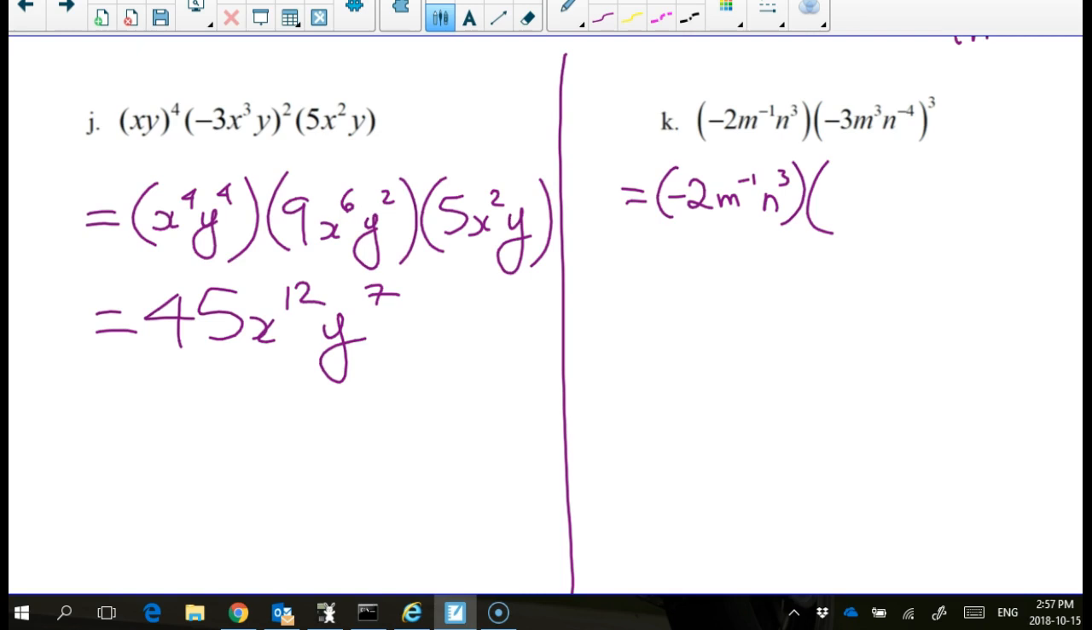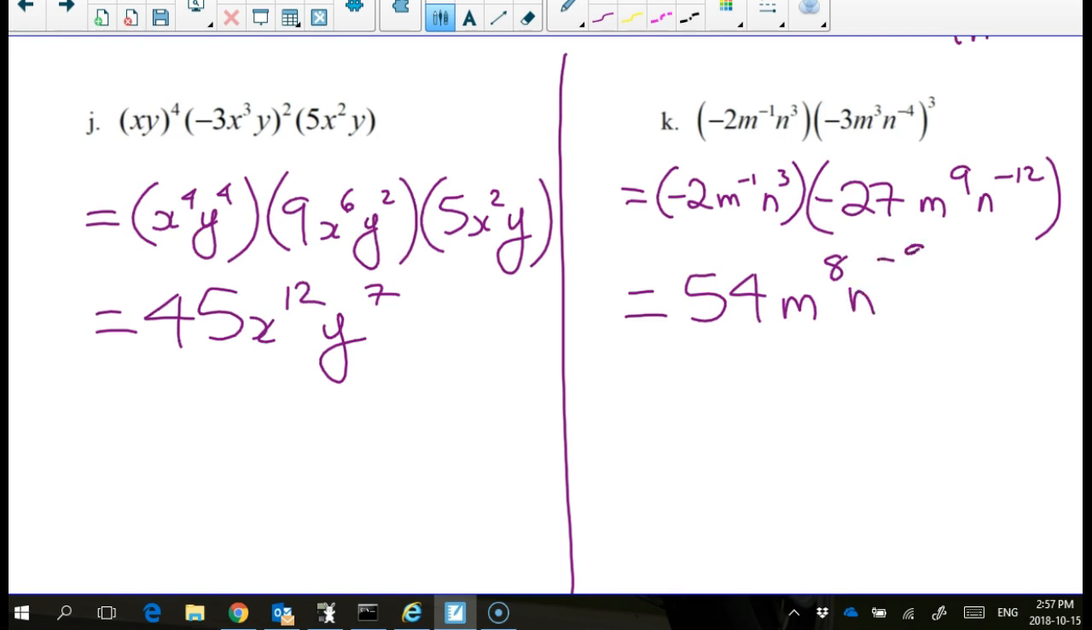Now you can cube this, so what's going to happen to the negative 3? It's going to become negative, right? Because you're cubing a negative, you'll get a negative 3 cubed, which is 27, m to the 9, n to the negative 12. So power to a power. Now we can multiply. So positive 54, m to the 8th, negative 1 plus 9, and n to the negative 9. So 54 m to the 8th over n to the 9.